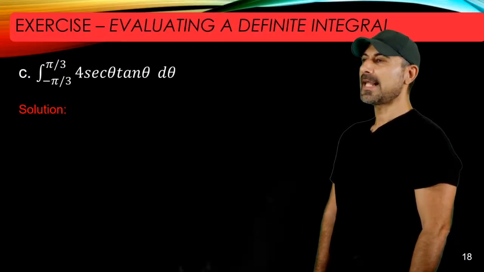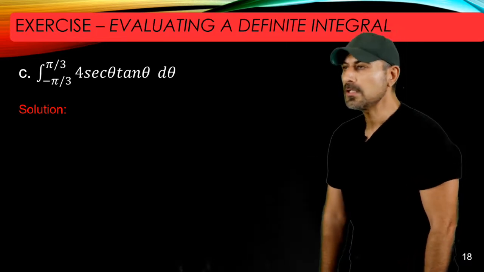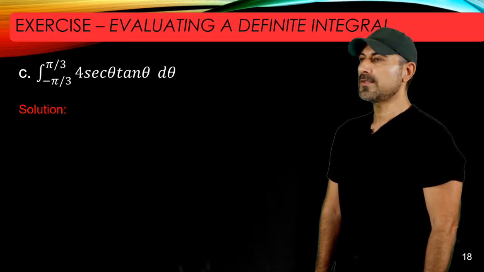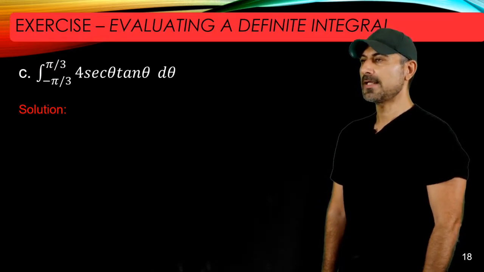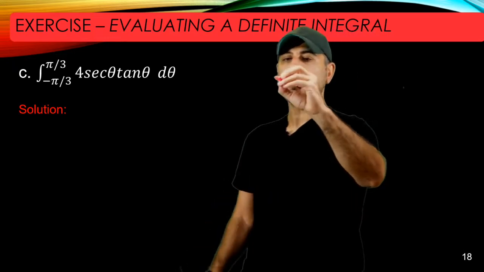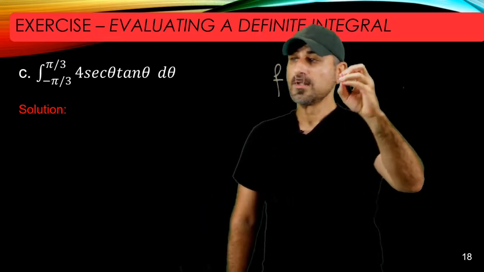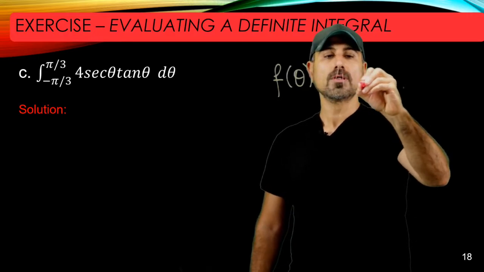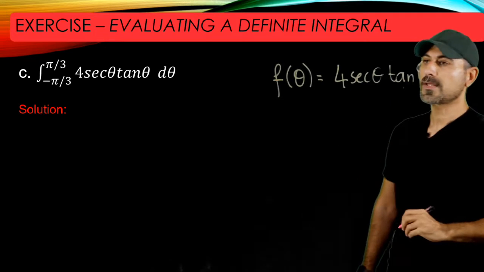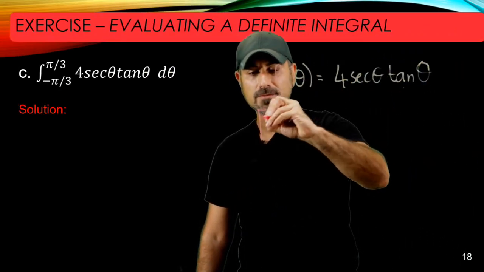All right, this is our last exercise. So we're trying to find the definite integral of 4 secant theta tangent theta within the interval negative pi over 3 and pi over 3. So why don't you write the little f as a function of theta. So that is 4 secant theta tangent theta. Okay. All right, our goal is to find the antiderivative of this function.